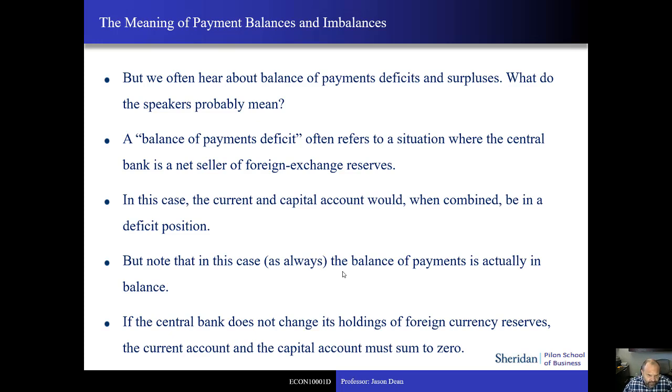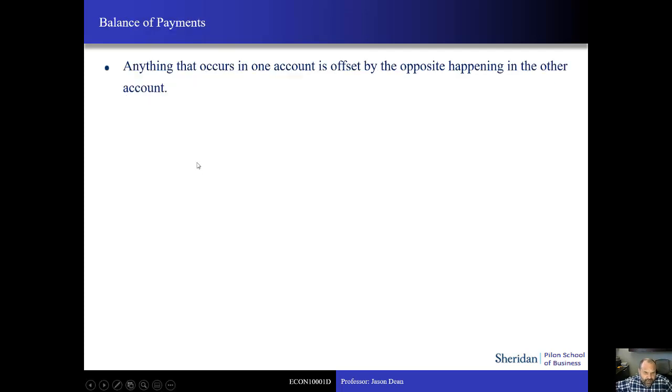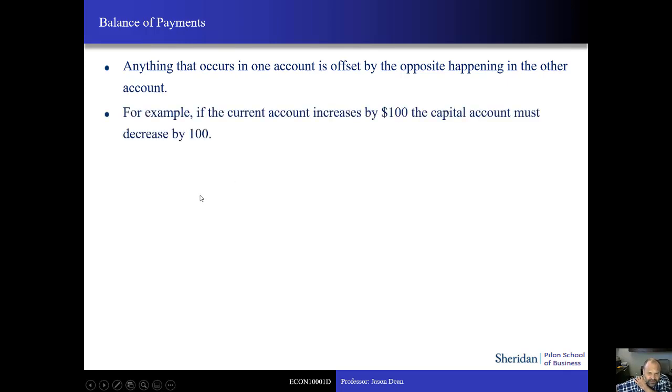But note that in this case, as always, the balance of payments is actually in balance, okay? Because the central bank does not change its holding of foreign currency reserves, the current account and the capital account must sum to zero. So again, anything that occurs in one account, capital or current, is offset by the opposite happening in the other account. Let's think about an example. So if the current account increases by 100, the capital account must decrease by 100.